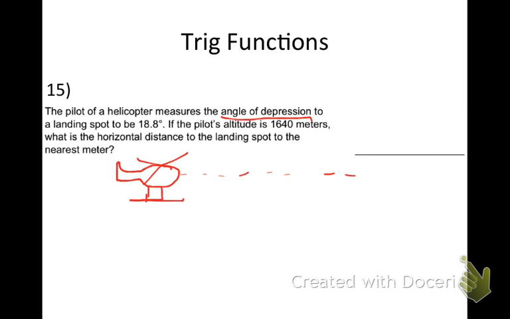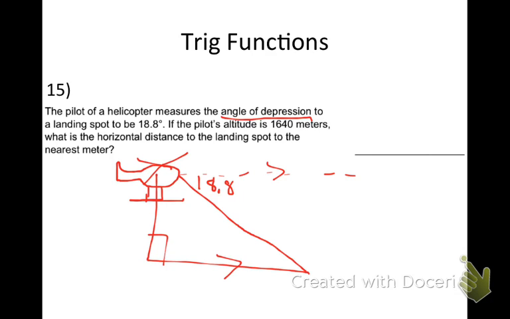Angle of depression means the angle as you go down. So this is the angle of depression. Most students think it goes on the inside. It's actually not. It's what goes on the outside. Okay, so I have a right triangle here. Now, what happens is these lines are parallel. So if this angle is 18.8, that means that angle is 18.8. But why? Could you draw it the other way too?